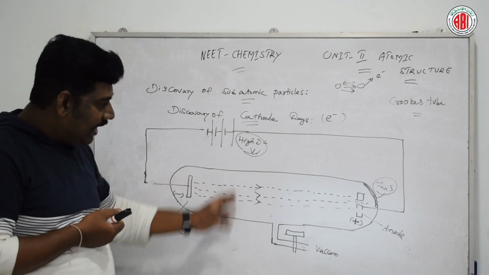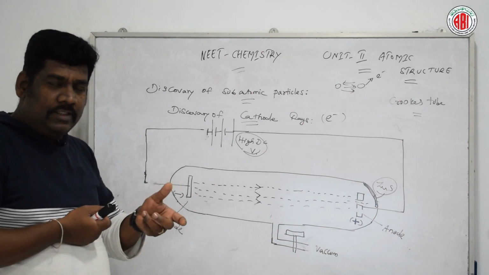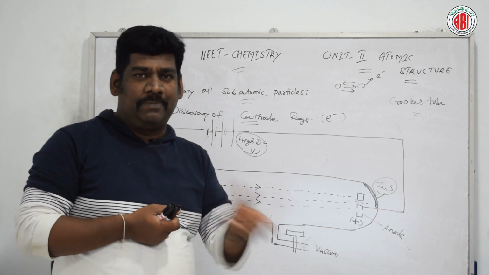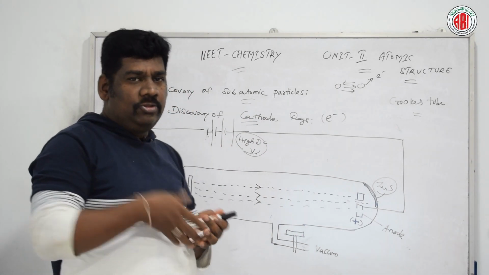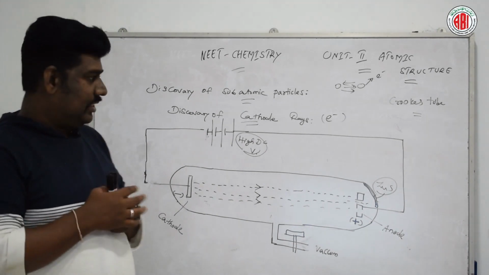First we know about the characteristic features of cathode rays, and that could help us to know what an electron is, a subatomic particle present in the atom. Yes. So let us see one by one what are the characteristic features of the cathode rays.